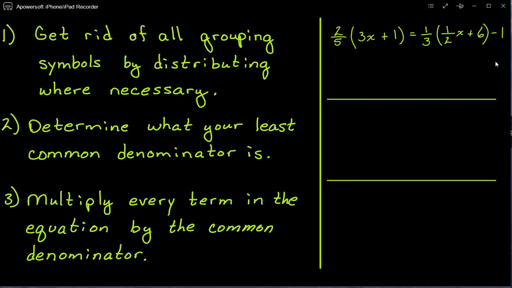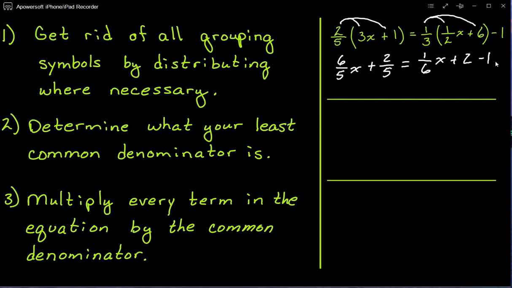And we're going to distribute the 2/5 times the 3x. And that's going to give us 6/5 x. We're now going to distribute 2/5 times 1, which is 2/5. Equals, and then distribute here, which is 1/6 x, and 1/3 times 6 is 6/3, or 2.